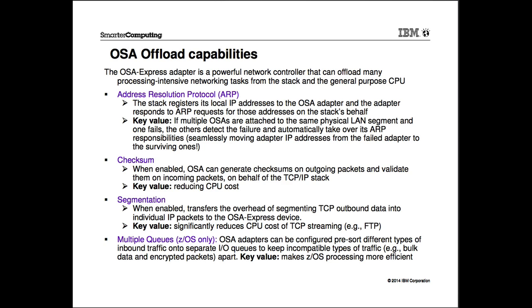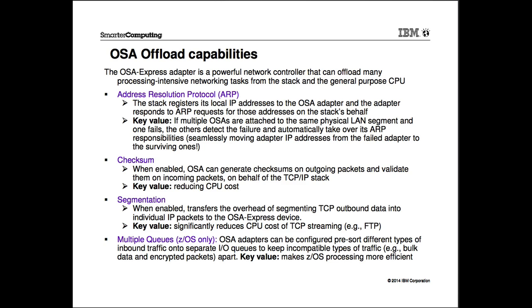And those are Address Resolution Protocol. Address Resolution Protocol is the IPv4 technology that allows, if I know an IP address, ARP maps that to a MAC address by querying. That can be offloaded to OSA. When that happens, a stack registers its local IP addresses to the OSA adapter, and the adapter responds to ARP requests on behalf of the stack.